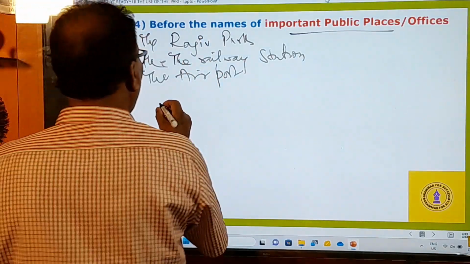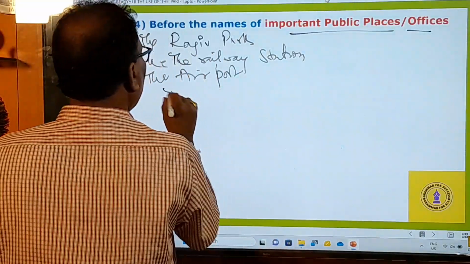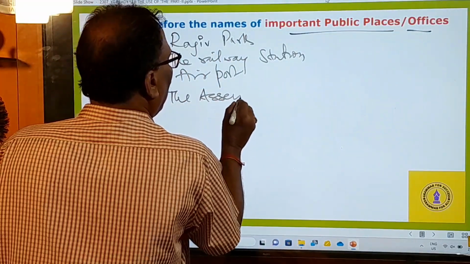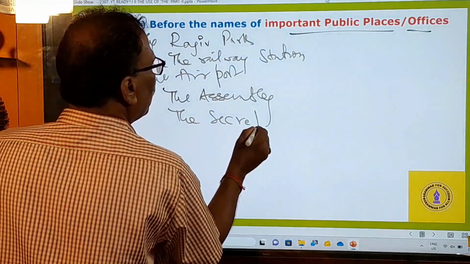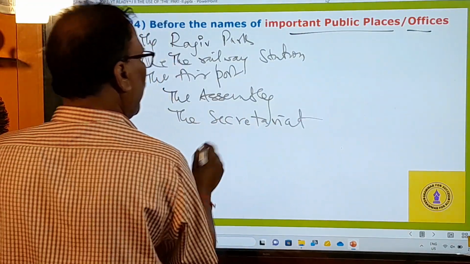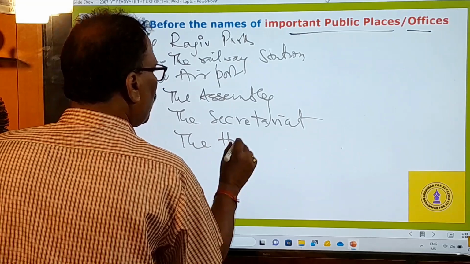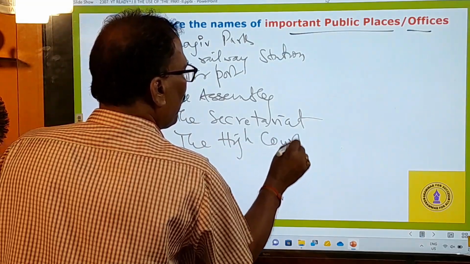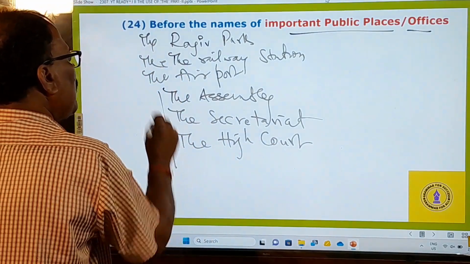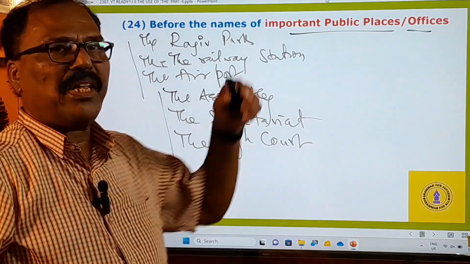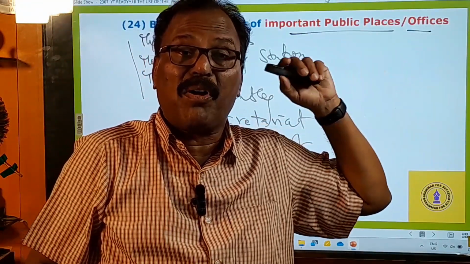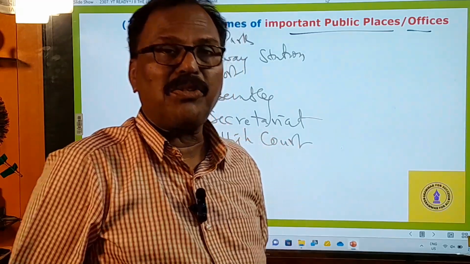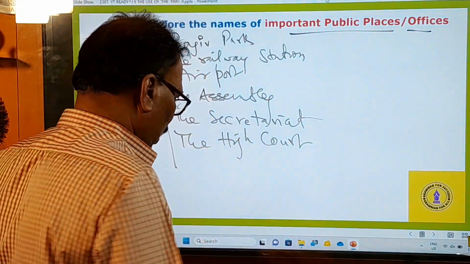And offices means what? Offices means the assembly, the secretariat, the court, the high court. So these are all important offices. Before the names of important public places and important public offices, we must use the definite article, right?